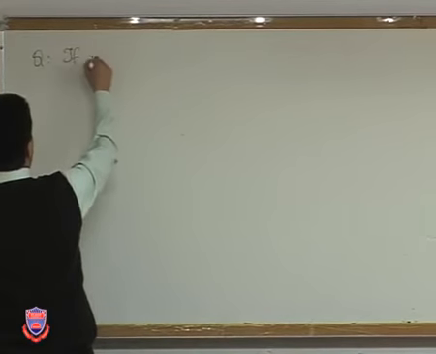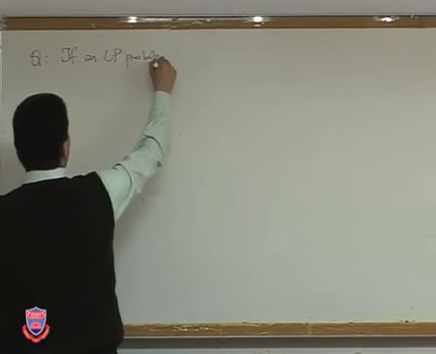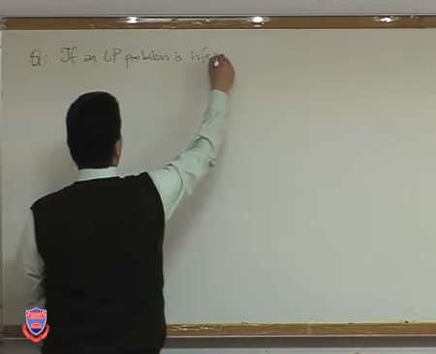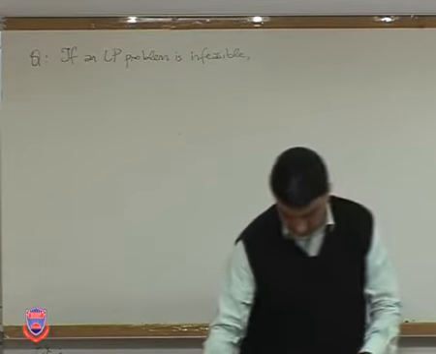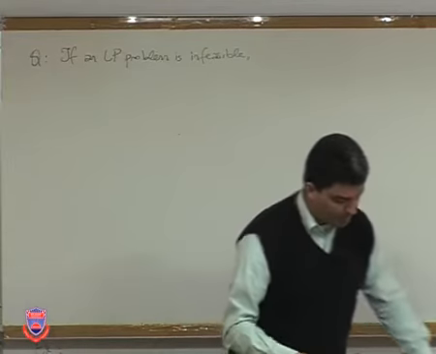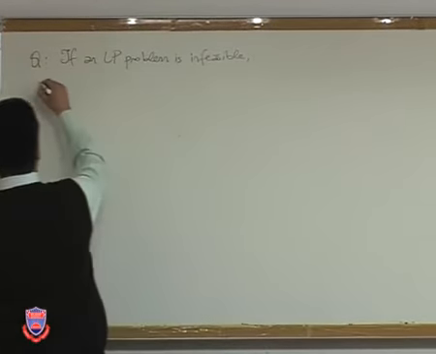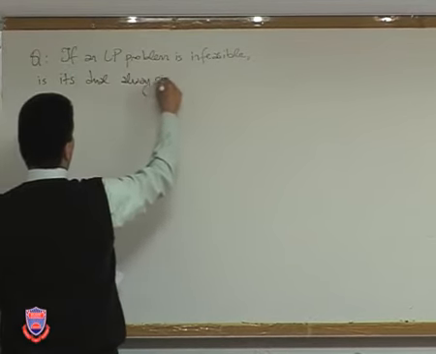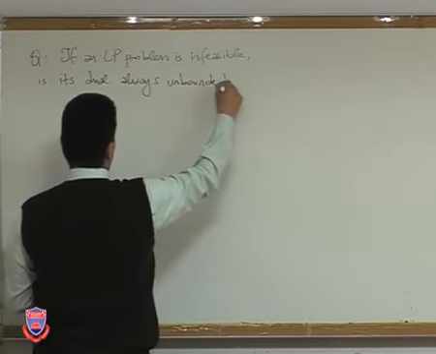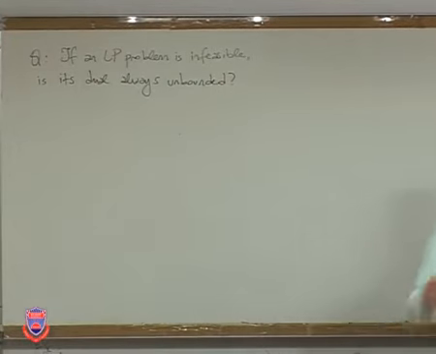If an LP problem is infeasible, is its dual always unbounded? So in other words, basically, is the reverse implication also true? We know that if a problem is unbounded, the dual problem is infeasible. The question is, if the problem is infeasible, is the dual unbounded? And the answer turns out to be no, actually.